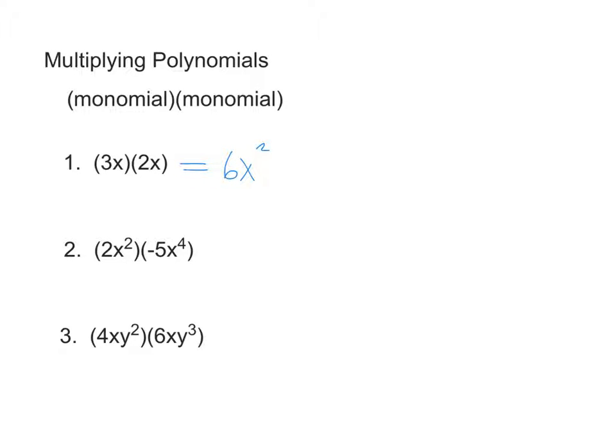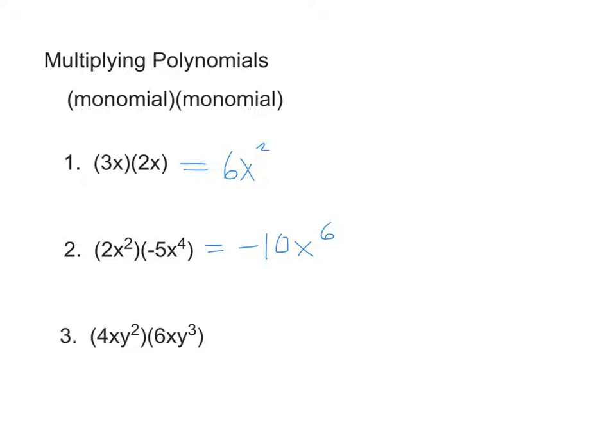So for the second one, same thing. 2 times negative 5, what's that? 2 times negative 5 is negative 10. And then because these are both x's, you just add the exponents. So this becomes x to the power of 6. 2 plus 4.